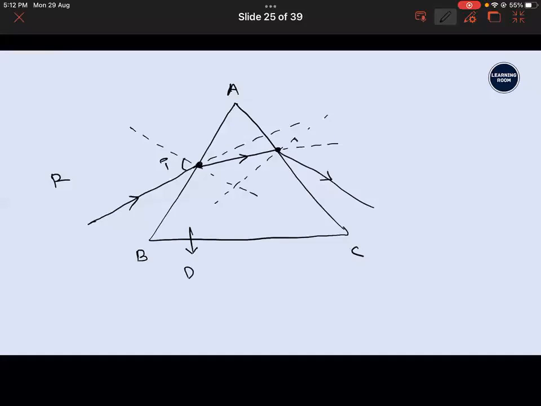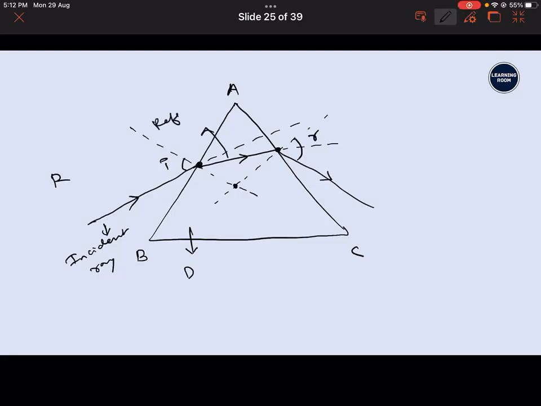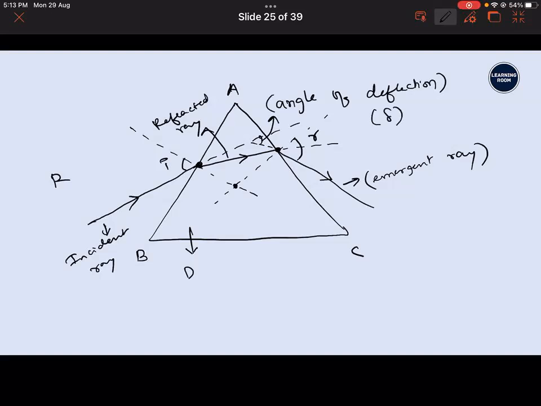So this angle will become E. This is the incident ray. The inner ray is called the refracted ray. And this ray is called the emergent ray. The angle between the extended incident ray and the emergent ray is called the angle of deflection. And angle of deflection is represented by the symbol delta.